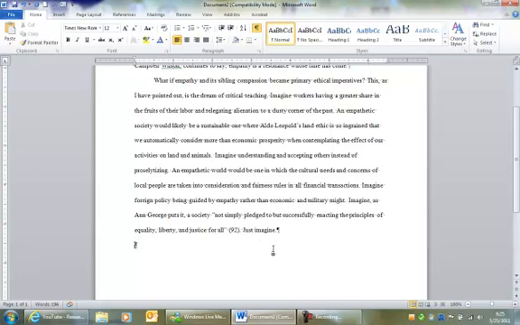There's some variations to this, like I said, if you don't have an author, but I would discourage you from using sources that don't have authors. They're not as reliable.